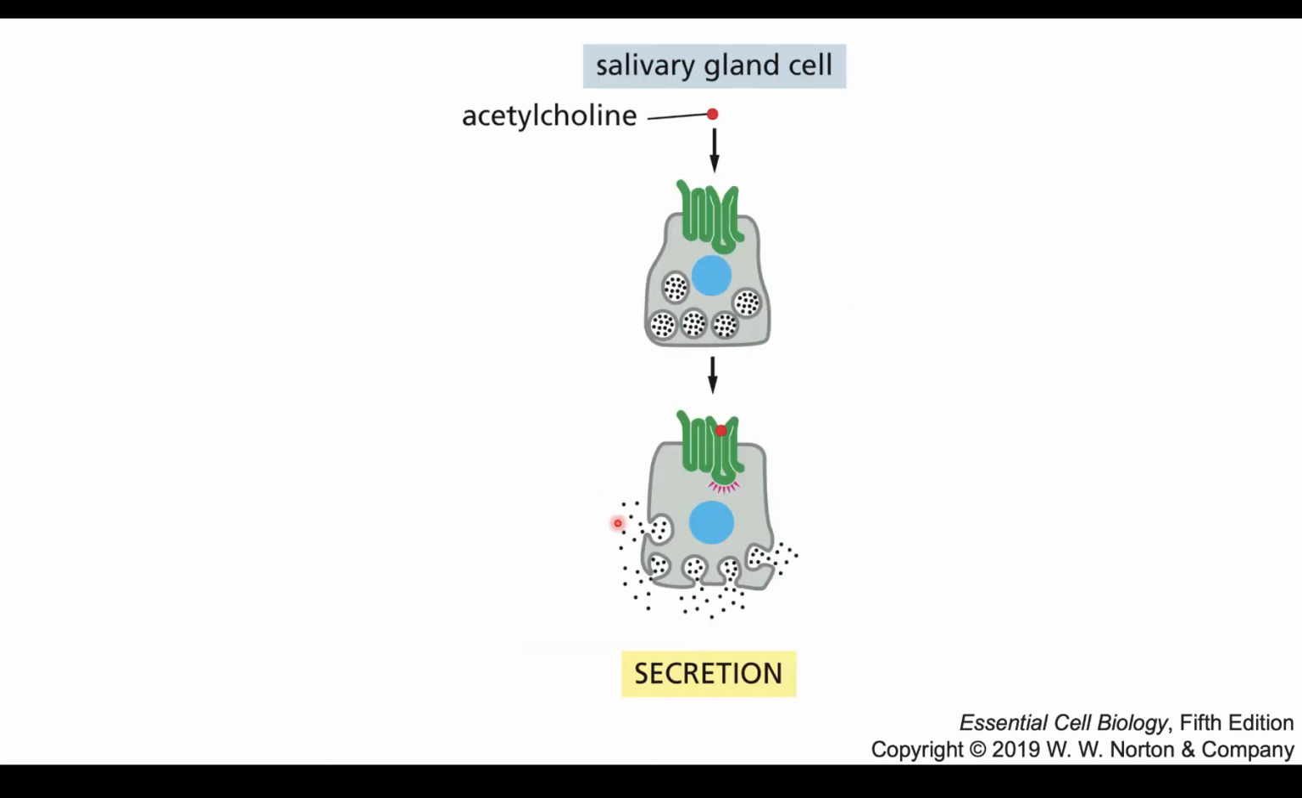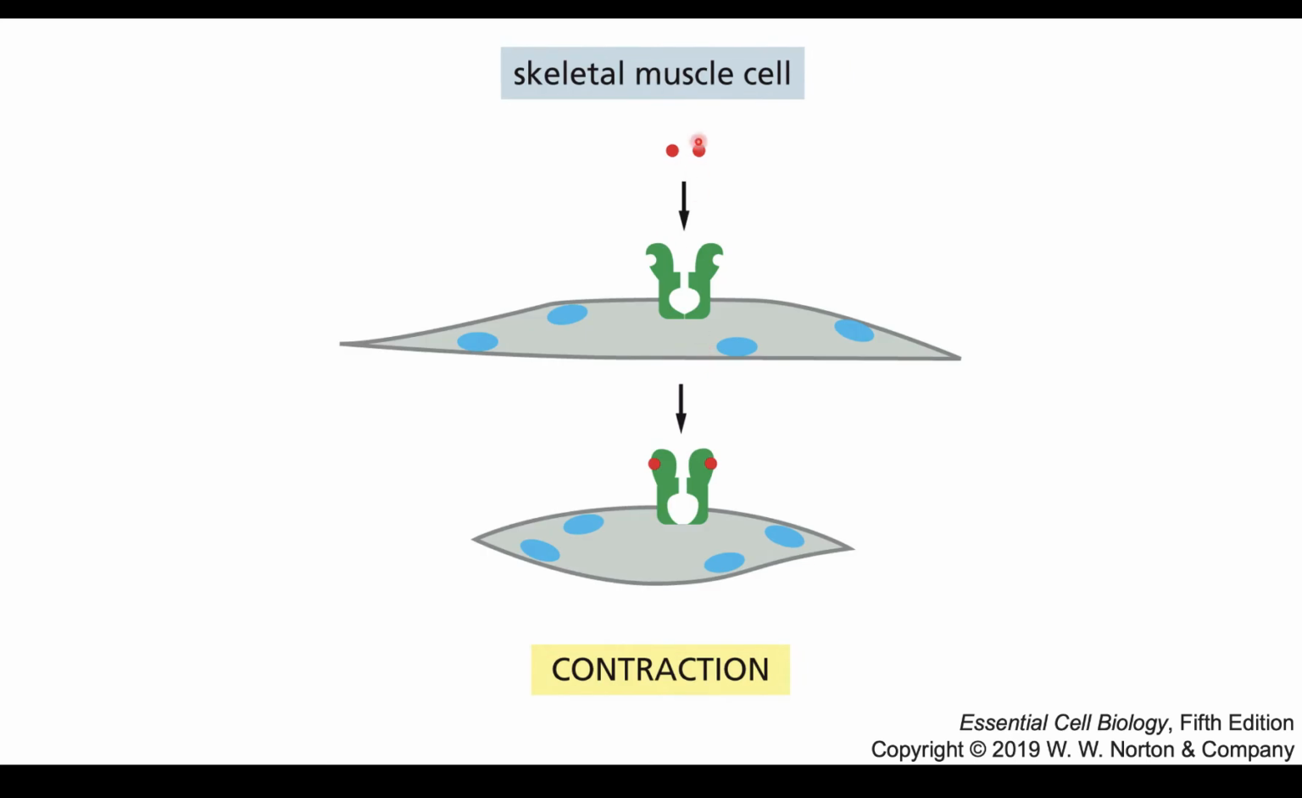So if we look in this picture, we see the same type of receptor, but it's in a salivary gland cell. In this salivary gland cell, we have vesicles filled with the components of saliva. They look a lot like synaptic vesicles at the end of a nerve. These, instead, are vesicles containing the components that make saliva, and we can see that acetylcholine triggers the fusion of these vesicles and releasing those components.